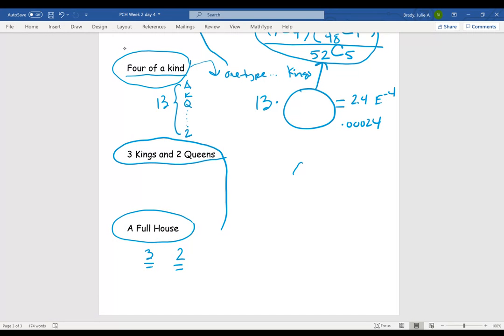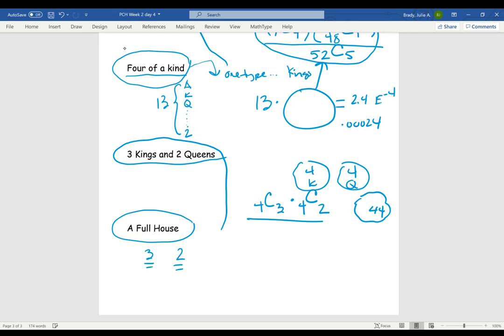Okay, so how would you get that? There'd be your king pile, there'd be your queen pile, there'd be everything else. So what's that? 52, 48, 44. And so what would you do? You'd go to your king pile and choose out 3. And then you go to your queen pile and you choose out 2. And you'd have to divide that by 52 choose 5. So that's this probability.